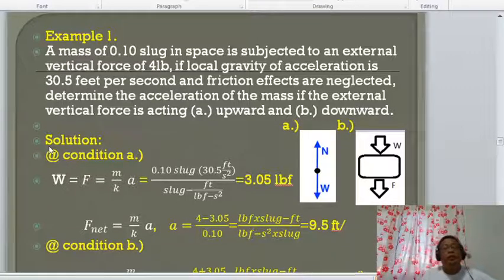Now, substituting, take note here that the value of K is unity since the unit used by weight and mass are different. Take note that the weight or the force is in pounds and the mass is given in slug. Substituting the values, we get the weight of a mass of 1 slug equivalent to 3.05 pounds.